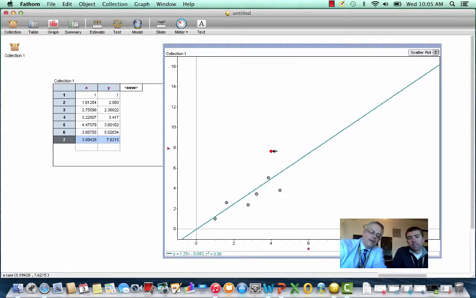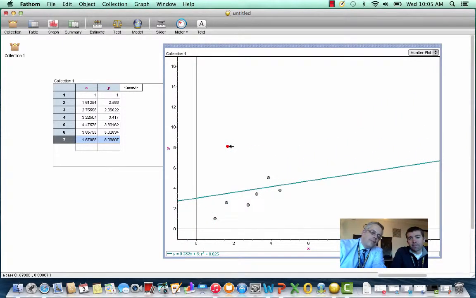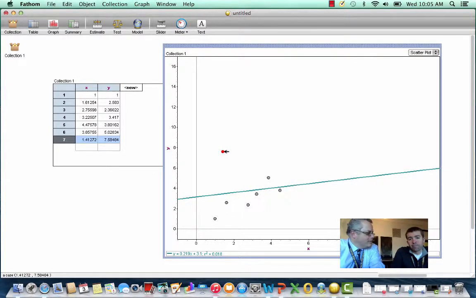Could you move it back left? I can. When it's over that part of the data, it pulls up the left side of the line. Because it's a line of best fit, it's trying to reduce that residual.